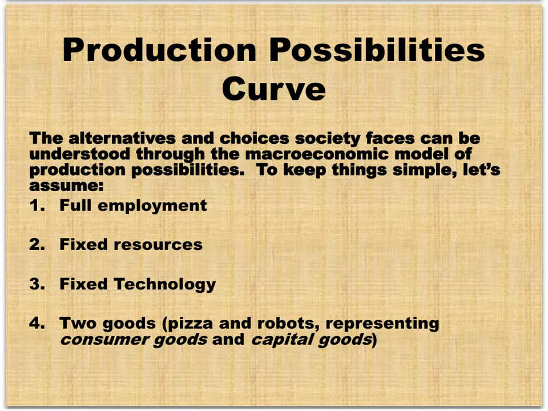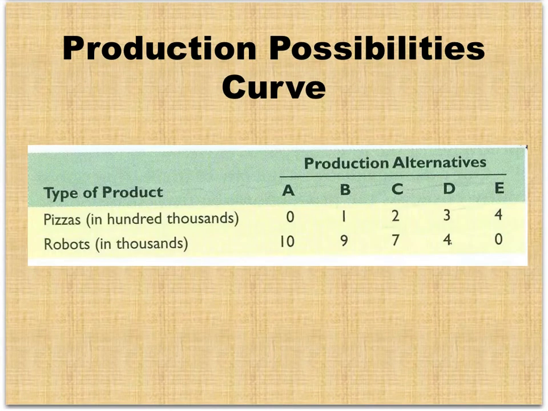And in this pretend economy, we're going to illustrate with the curve. There are only 2 goods: pizza and robots. It's a good combination because pizza represents consumer goods, things consumed by households, and robots represent capital goods, goods which can be used to create other goods. Now, in our pretend economy, we have these 5 production alternatives.